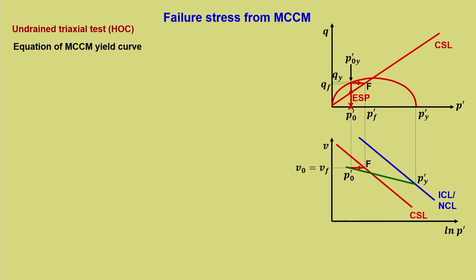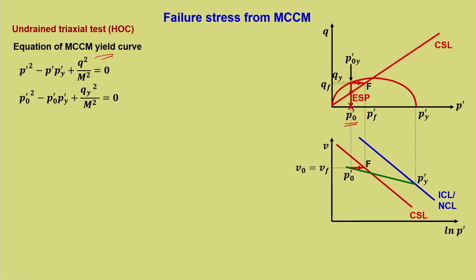Now, equation of MCC yield curve is this. Now, we know that this effective stress is meeting the yield curve. So, if you substitute this particular point, we have P naught dash square, that is we are referring to this particular point, minus P naught dash P dash y with respect to the initial point.